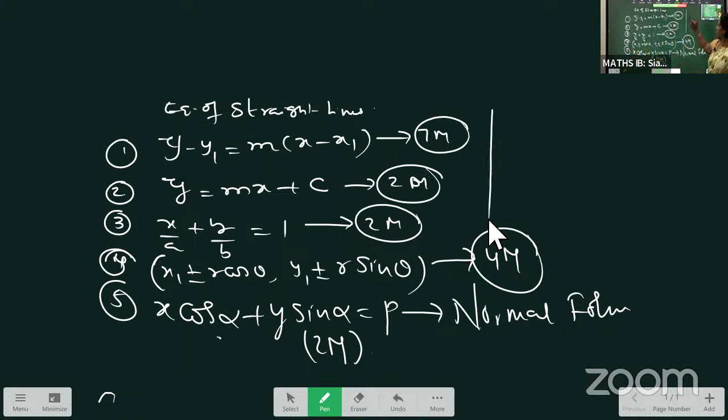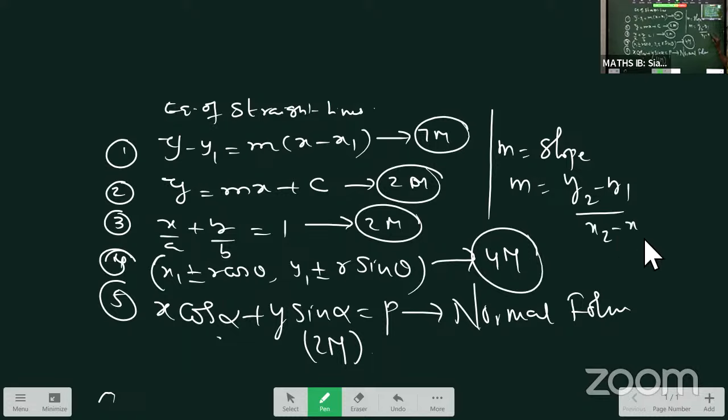Here m is called the slope. What is the formula for the slope? y2 minus y1 by x2 minus x1. When will it be used? Whenever 2 points are available to you, then only we use m is equal to y2 minus y1 by x2 minus x1.